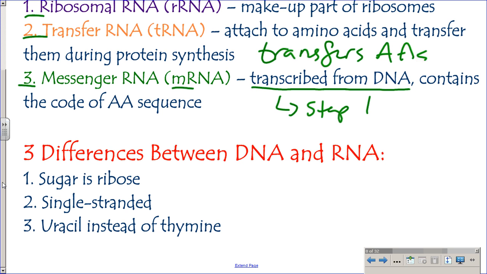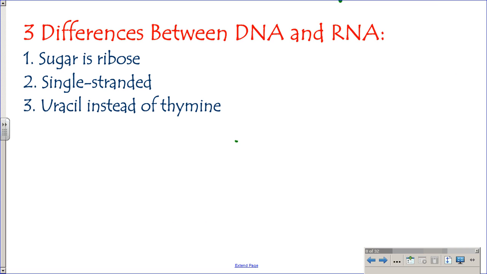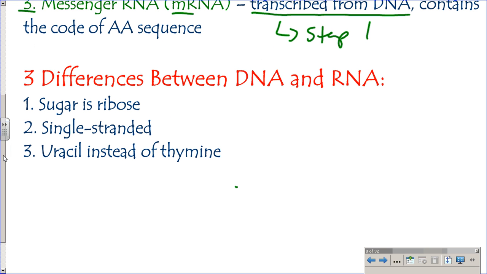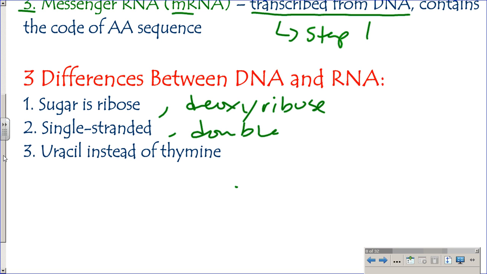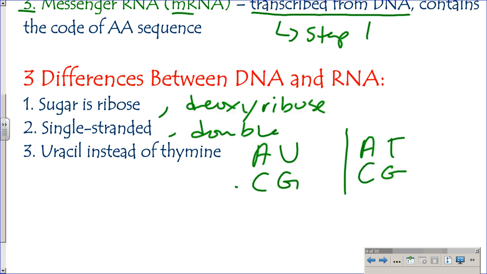All right, other differences between what we talked about last week and this week. DNA, deoxyribose. RNA, ribose. The sugar is one specific thing that's different. DNA, double-stranded or double helix. RNA, single-stranded. And then we have one base that is different between the two. So instead of having A to T, C to G, that's for DNA, what would the A be pairing with in RNA? U for uracil, and then the C and the G are still the same. So those are the three differences between RNA and DNA.